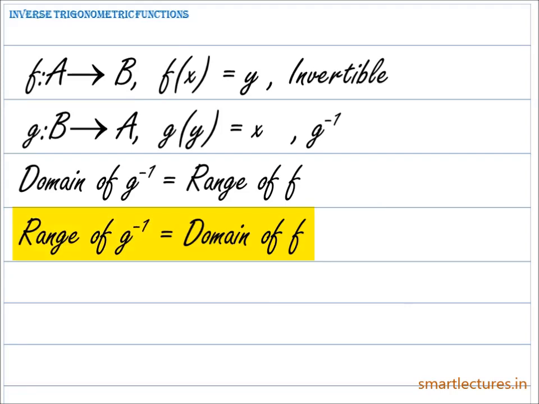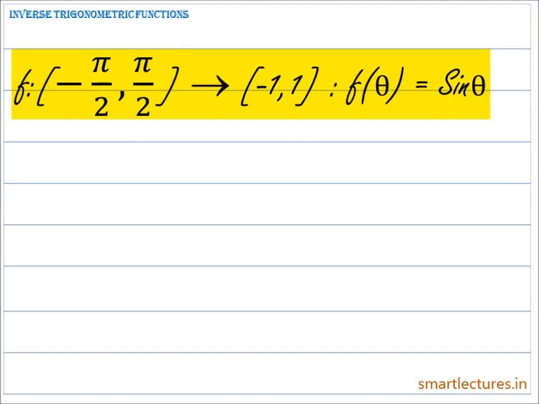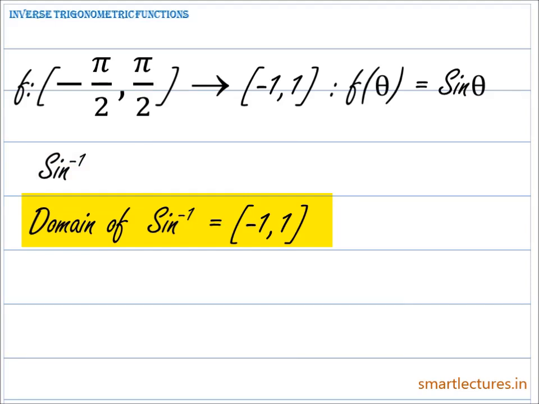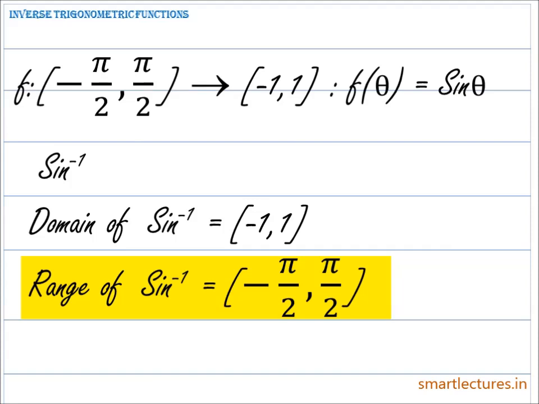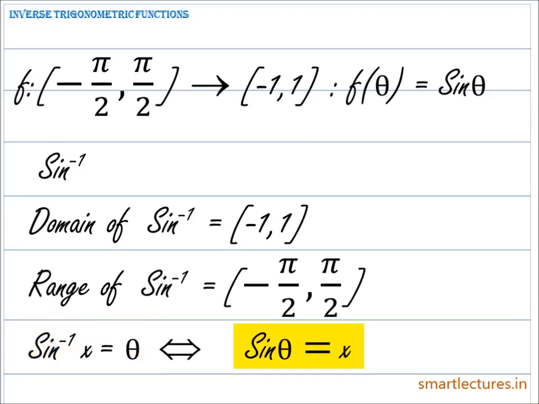And now in case of the sine function, the function is defined as the function f from the domain minus half pi to half pi to the codomain minus 1 to 1 such that f of theta is equal to sine theta. And in this interval, its inverse is denoted by sine inverse, and the domain of sine inverse is equal to minus 1 to 1, and its range is equal to minus half pi to half pi, and it is defined as sine inverse x is equal to theta if and only if sine theta is equal to x.